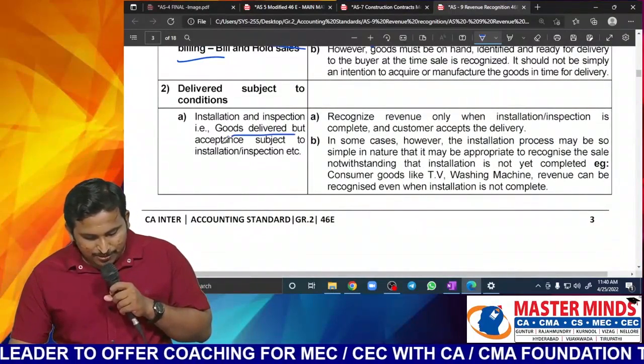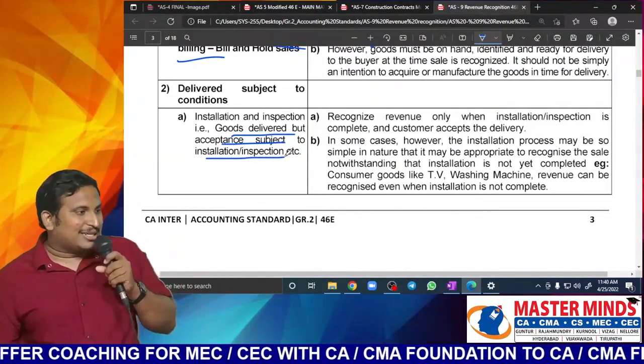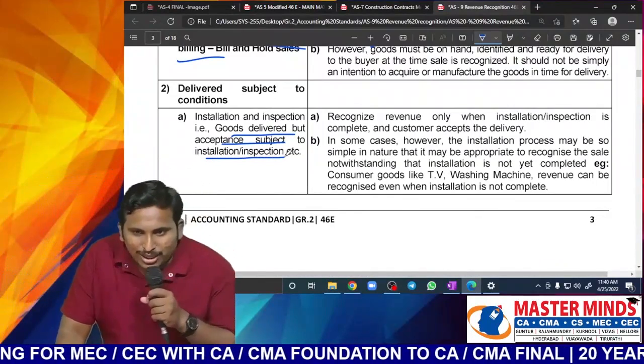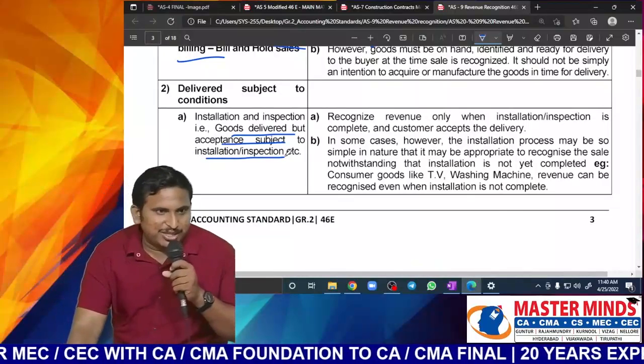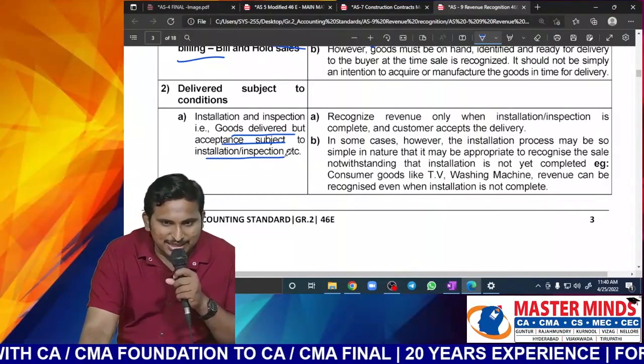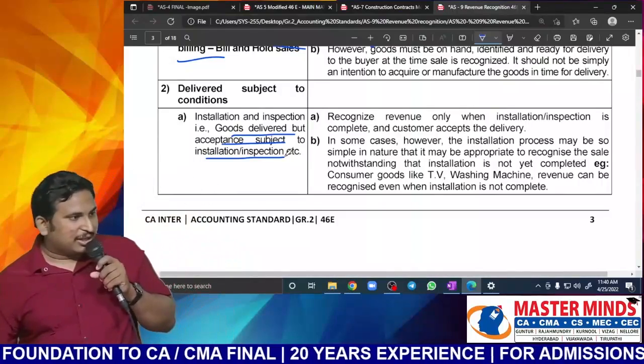Goods delivered but accepted subject to installation. I think some assets require installation, sir, just like plant and machinery, etc. Now tell me, when do you recognize the revenue then? If they are subject to installation, when do you recognize revenue? Only when that installation is completed. Only when that installation is complete will we recognize the revenue.